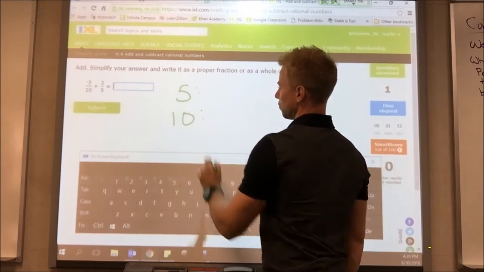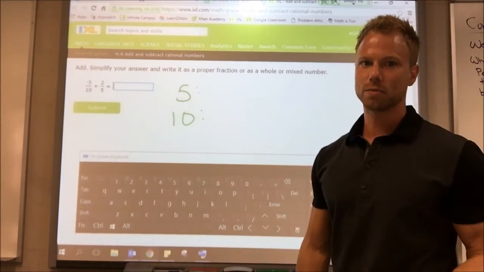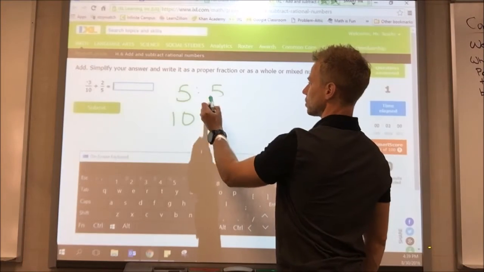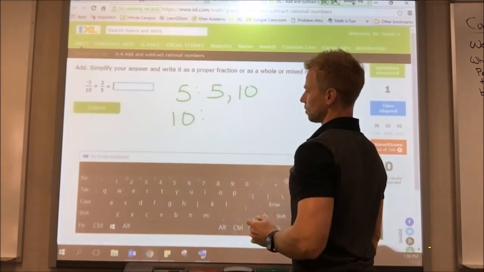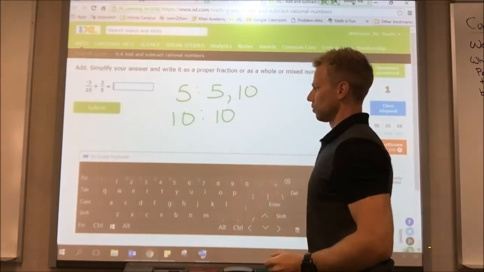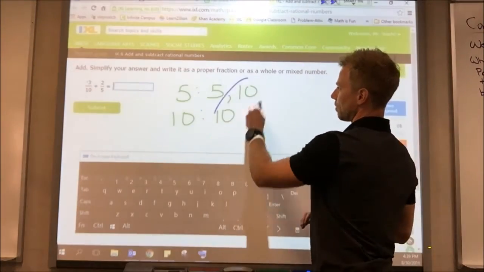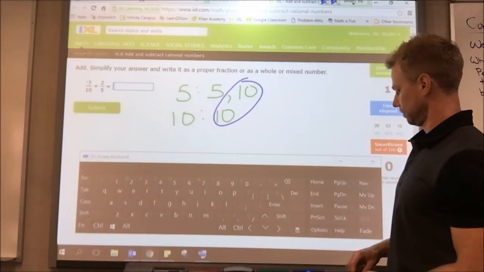So you may be able to figure this out right away without writing the multiples, but I'm going to show the multiples. We count by 5s. We start with 5. Next comes 10. Start with 10. 10 is the first one. So that means our common denominator is going to be 10.